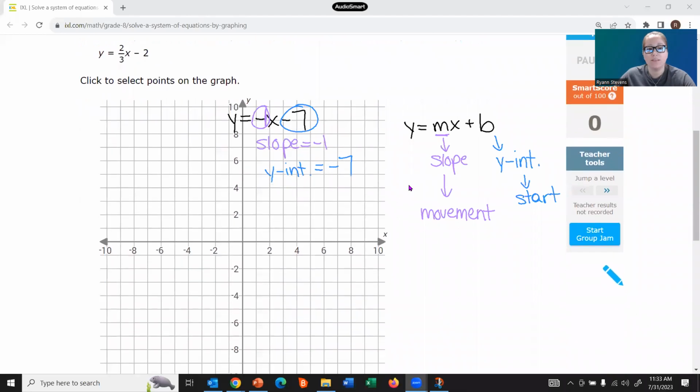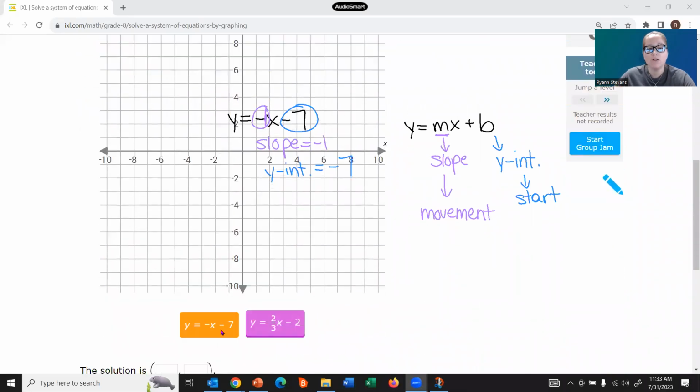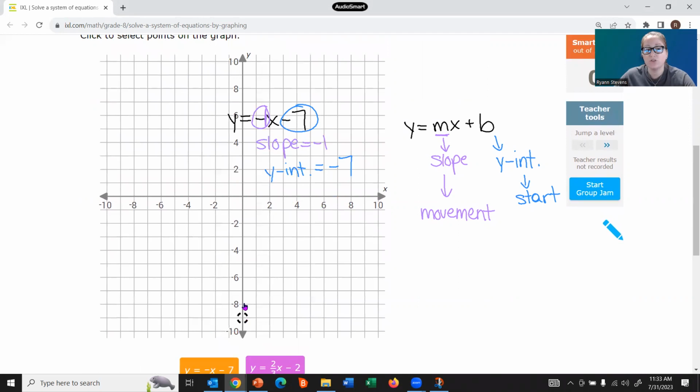So when we go to graph this, we're going to first make sure that we select the correct equation that we're working with. So if we're working with the y equals 2/3 x minus 2, we'd want to make sure that this purple equation is selected. But since we're working with -x minus 7, we'll make sure that the orange equation is selected. And we have to first start off by placing our point. Where do we start our graph? And so our y-intercept is going to tell us that that's going to be where we're going to start. And then our slope is a -1.